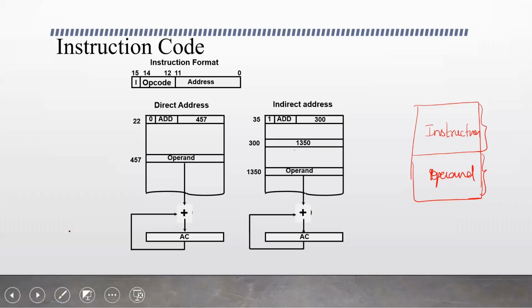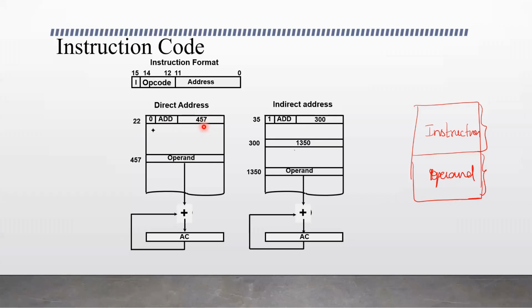So here, let's say that at location 22 we have this instruction. What is I here? The 15th bit is 0. That means it is a direct address. And the operation says add, so the opcode is add, and the address is 457. We know that it is a direct address because the value of I is 0 here.